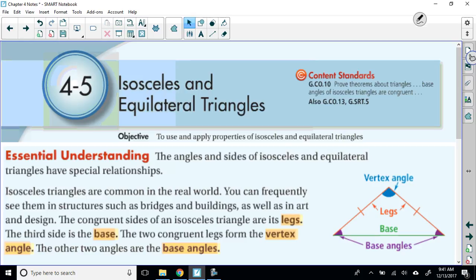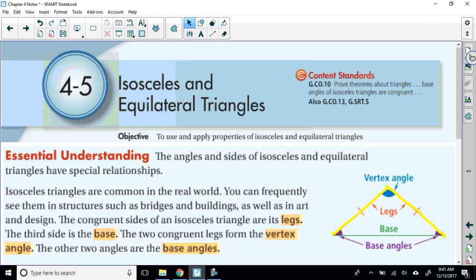So isosceles triangles are common in the real world. You and I can frequently see them in structures, such as buildings, bridges, also in art and in design. The congruent sides of an isosceles triangle are called the legs. So that's something you'll have to fill in, the legs. They're talking about this side here and this side here. The names given to those are the legs.